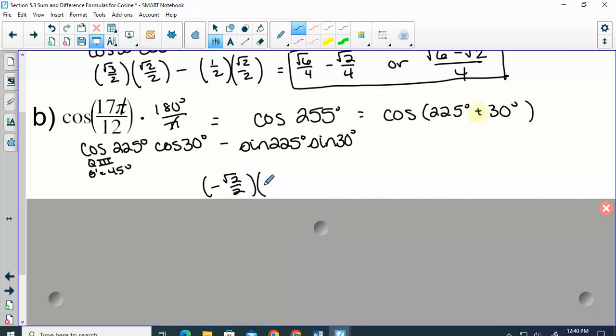30 is in quadrant 1, so we don't have to do the quadrant and reference angle. So cosine of 30.